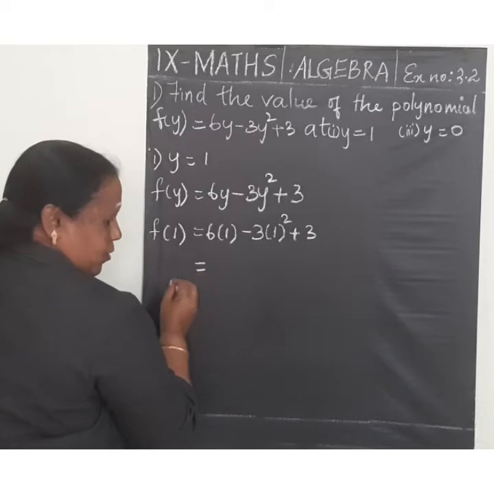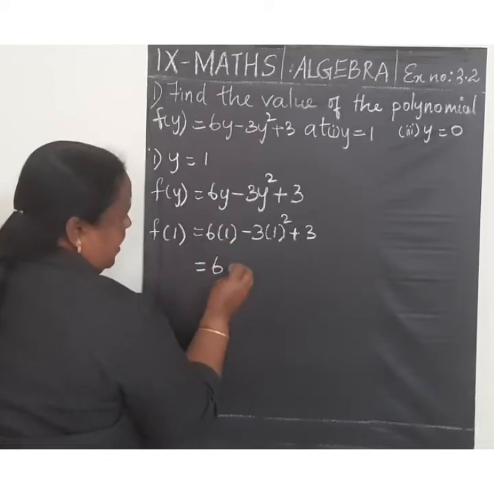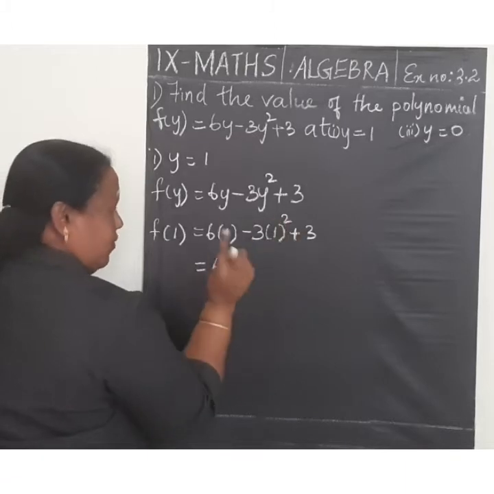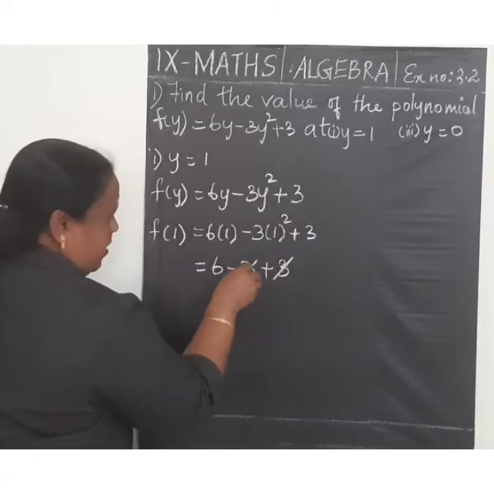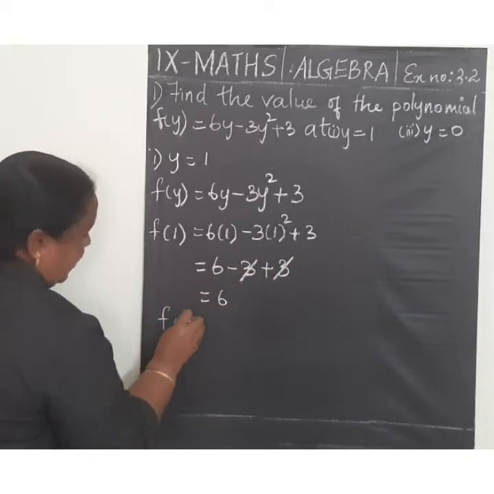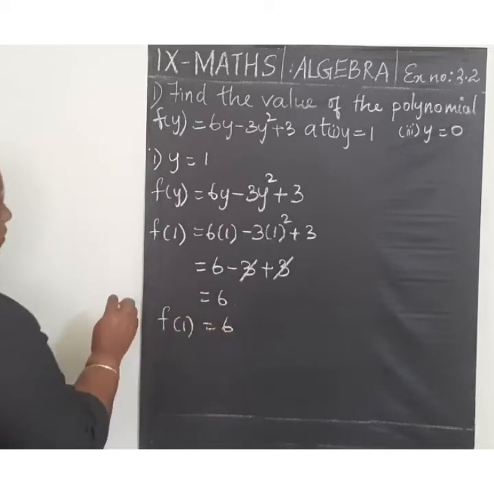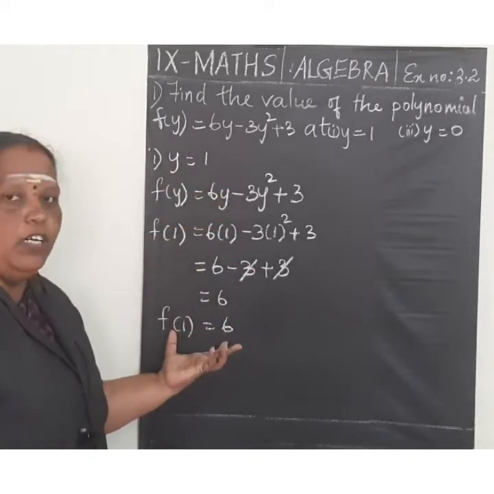So 6 ones are 6, minus 3 into 1 square, which is 1, so 3 into 1 is 3, plus 3. Minus 3 and plus 3 get cancelled, equal to 6. So f of 1 is equal to 6. The value of this polynomial when y is equal to 1 is 6.